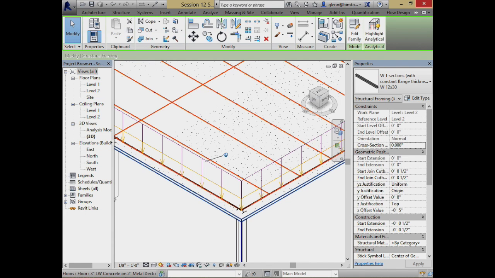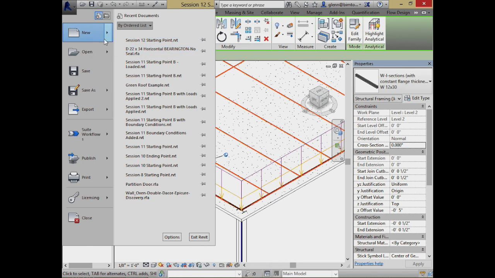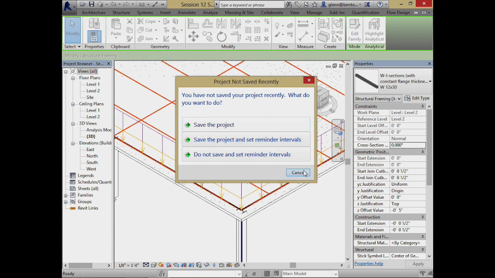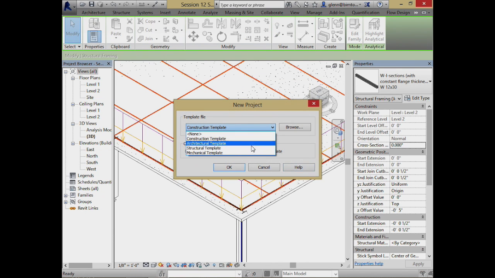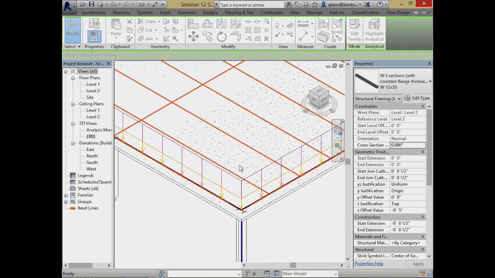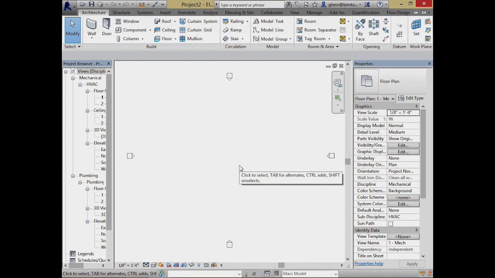Not to worry, if you've already started in the architectural template, we can copy all those things out and bring them into your architectural project. But just for today, let's start with the mechanical template because it's all geared up and ready to go. So I'm going to say new, mechanical, say OK, and it doesn't look too awfully bad.